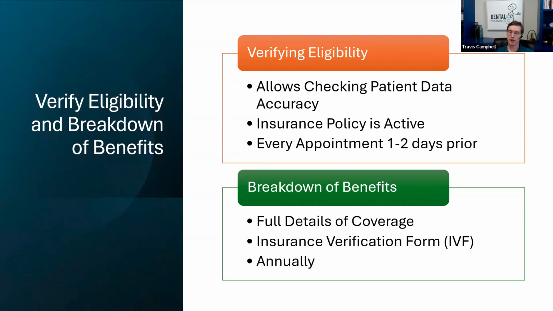So what these are is you've got to pick up the phone, you've got to wait for the insurance company, unfortunately, for sometimes 20, 30 minutes. And then you've got to go through the whole breakdown and get that information. As you fill this out, you're getting the full details of their coverage, all limitations, exclusions, everything we're going to be talking about here in a bit. And you're going to put it onto a form that's often called an IVF or an insurance verification form. I don't know why it's not called an insurance breakdown of benefits form, but that's the industry term for it.